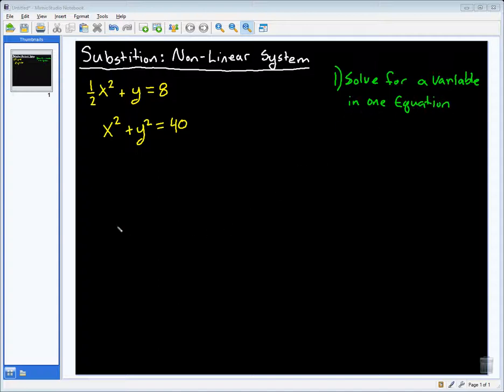And sometimes you don't have to go all the way down to x, because notice in this case they both have an x squared. So what I would want to do in this case is solve for x squared. I'm going to subtract the y squared from both sides, and I get that x squared is equal to 40 minus y squared.